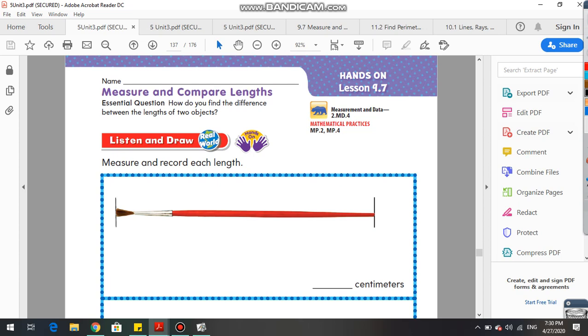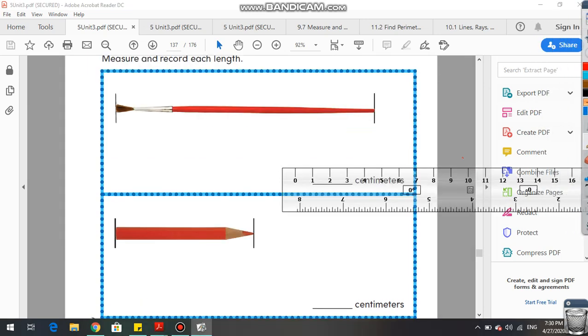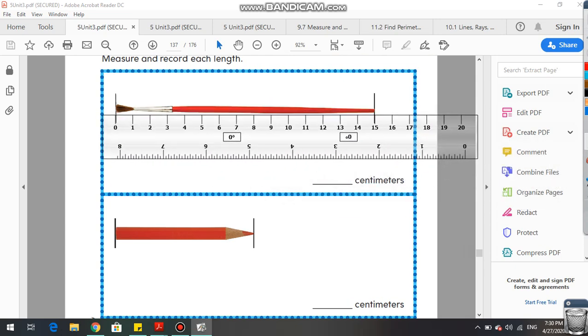Today's lesson is Measure and Compare Lengths, lesson number 9.7, page 469. In the first page, he wants me to measure and record each length. So I'm gonna measure the brush that I have. Guys, the starting point has to be on the 0 and it ends at 15.